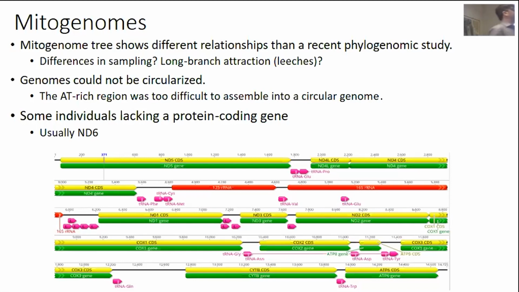This is one for Stylaria fossilaris from North America. Most of them, we get all these genes. We get our 13 protein coding genes and we get the 12S RNA and 16S RNA. So they do look very nice.